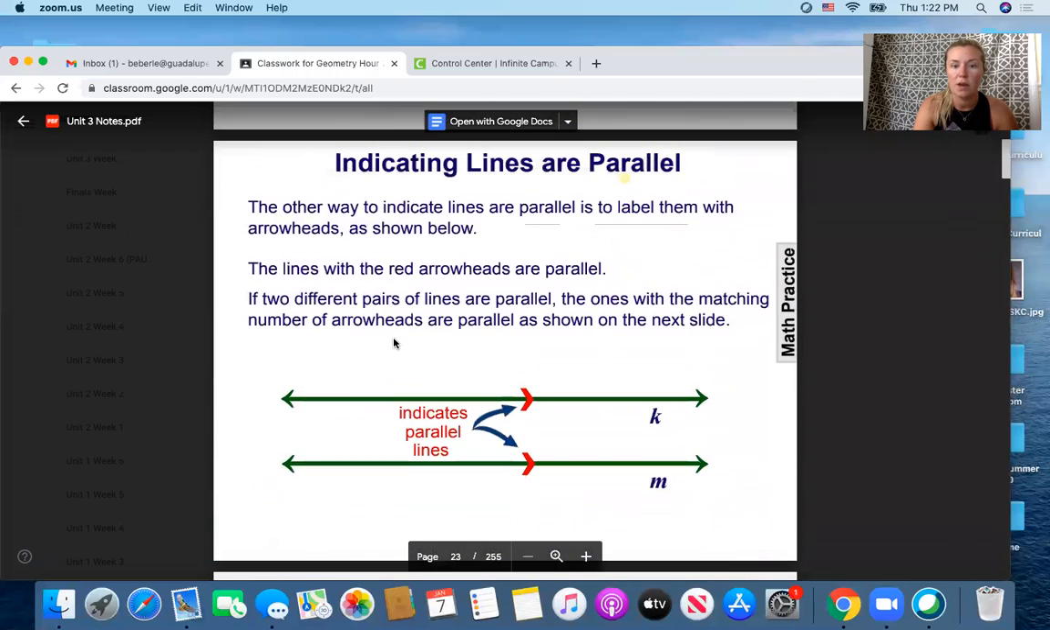Okay, so another way to indicate that lines are parallel, and we spoke about this right after Thanksgiving break when I showed you a picture of parallel lines. The other way to indicate that lines are parallel is to label them with arrowheads as shown below. The lines with the red arrowheads are parallel. If two different pairs of lines are parallel, the ones with the matching number of arrowheads are parallel as shown on the next slide. So when they're saying arrowheads, they're talking about this right here.